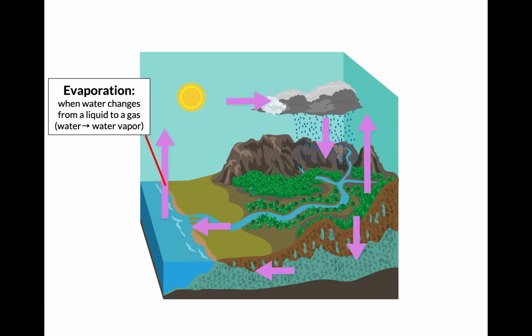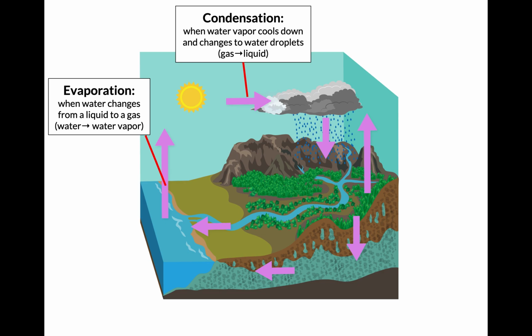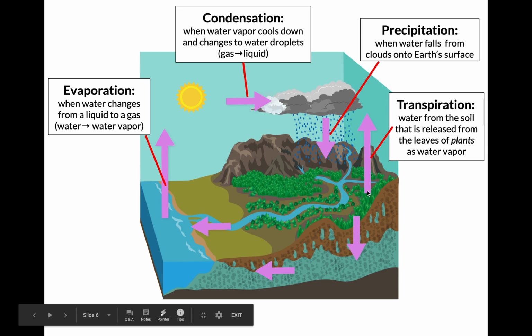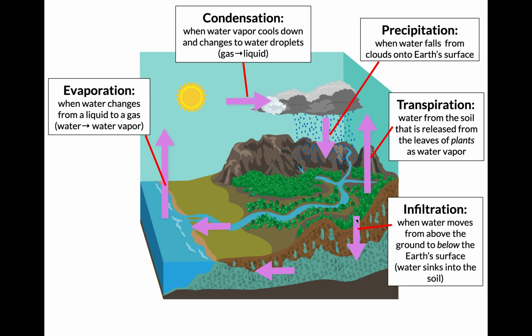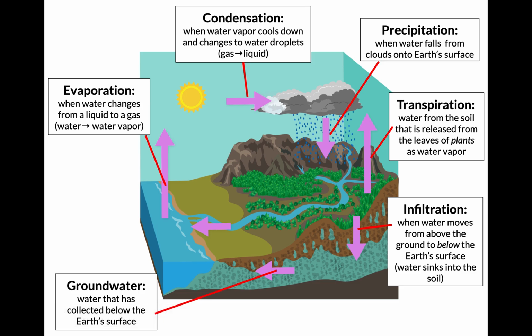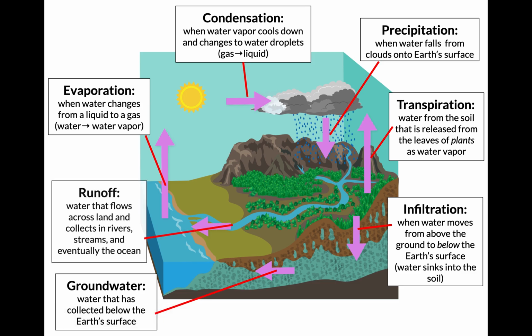So before I have you see the demonstrations that I filmed, I want to just quickly go over this diagram. Remember, evaporation is when liquid water becomes water vapor. Condensation is when water vapor becomes liquid again and makes a cloud. Precipitation is when water falls from the clouds back down to earth. Transpiration is when water evaporates from the plants. Infiltration is when water moves into the soil underground. And then groundwater is water that has collected underneath the surface of the ground. And then we have runoff, which is when water flows across land and collects in rivers, streams, and eventually the ocean.